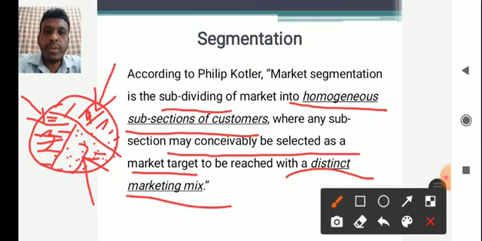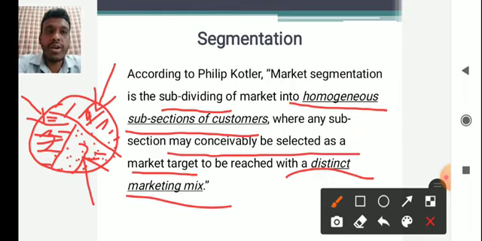So they have three different brands for three different market segments. What they are doing is changing the product, changing the price, changing the promotional strategies, and changing the distribution strategies, how it is going to reach the customers. So this is about segmentation.